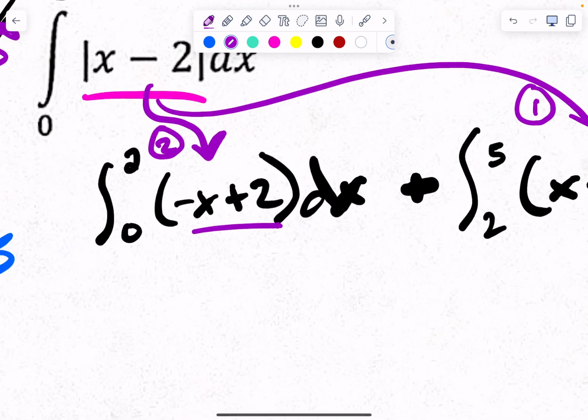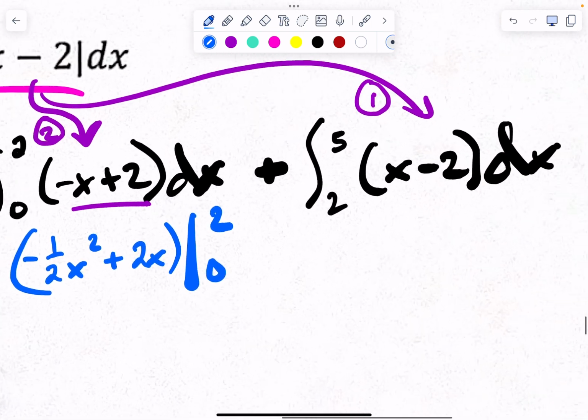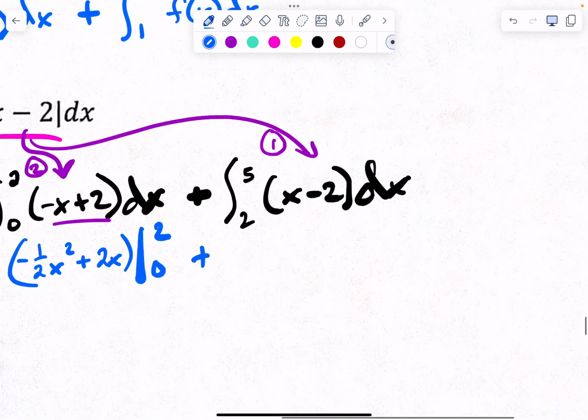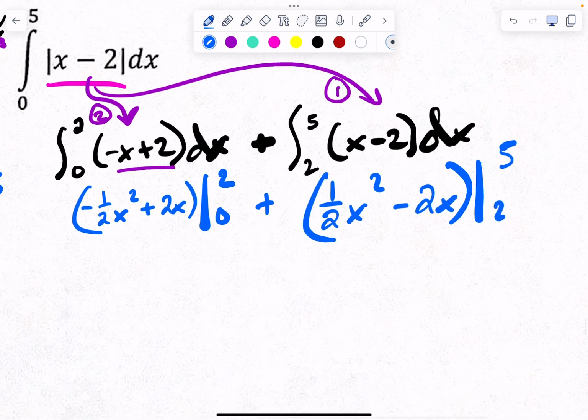For this one, we take the antiderivative, which is negative 1/2 x squared plus 2x, and then I'm going to eventually plug in 0 and 2. This other one's antiderivative is positive 1/2 x squared minus 2x, and I'm going to go from 2 to 5. Any confusion? No. Maybe I should have just done one piece at a time.